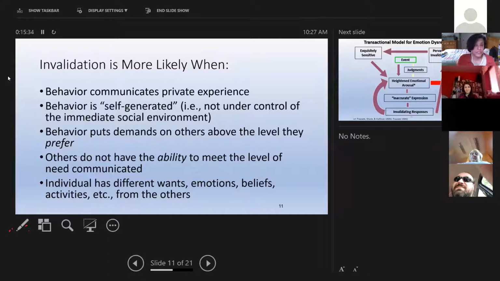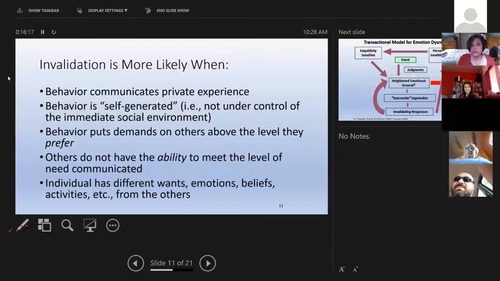Sometimes invalidation is more likely when a behavior puts demands on others above the level they prefer. For right now in the United States, many of our kids have, quote unquote, gone back to school. However, back to school means doing school at home for a lot of our population right now. This is placing serious demands on parents in ways that they really don't want, and in ways that parents don't necessarily have the skills to help manage. So it makes invalidation more likely.